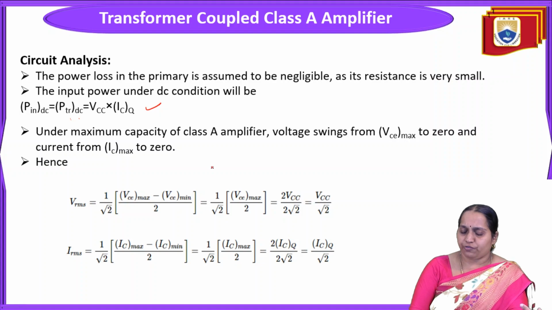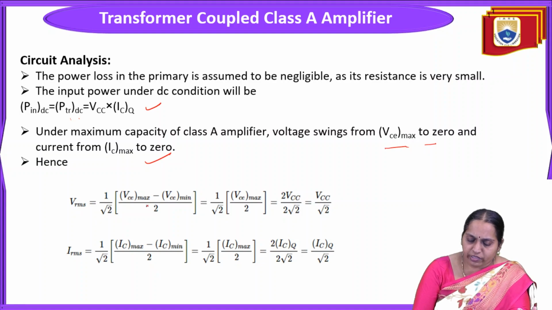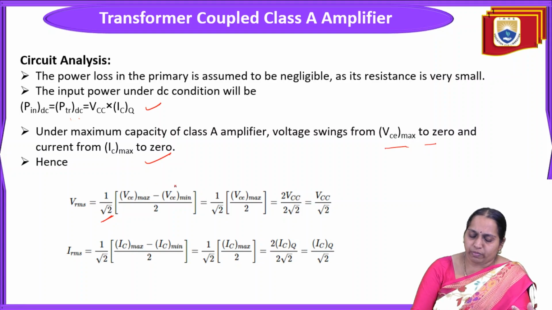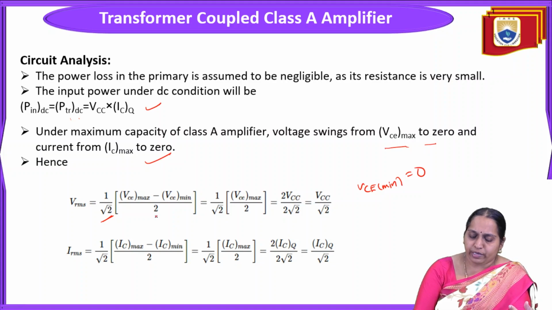Under maximum capacity of a class A amplifier, voltage swings from VC maximum to 0 and current from IC max to 0. So what is VRMS? VRMS is equal to (VCE maximum minus VCE minimum) by 2 root 2. Since you are taking the RMS value, you divide by root 2. Since VC minimum is equal to 0, you will get VC maximum by 2 root 2.